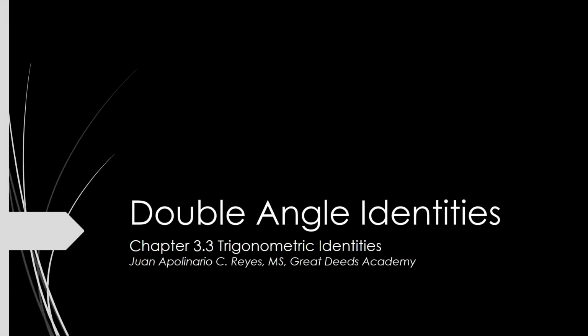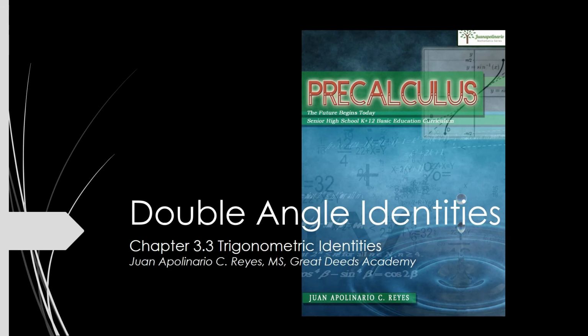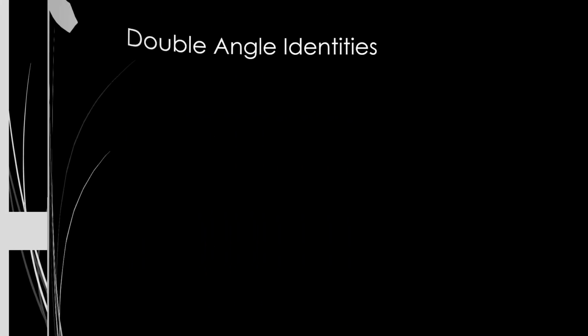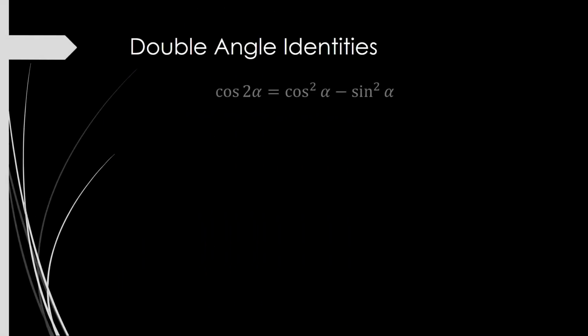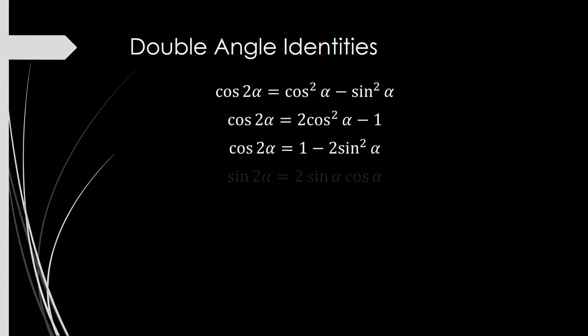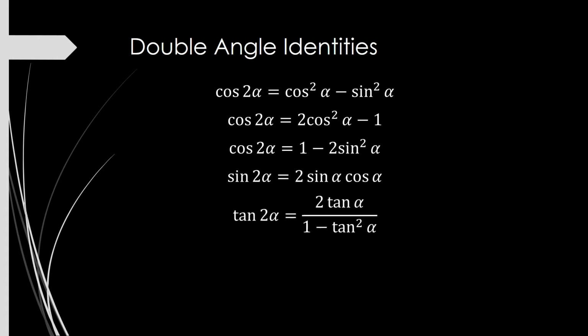Double angle identities. These are the double angle identities. And the reason why we call them double angle identities is because you are getting the cosine of twice an angle, cosine of 2 times alpha. Here, you are getting the sine of twice an angle, sine of 2 times alpha.